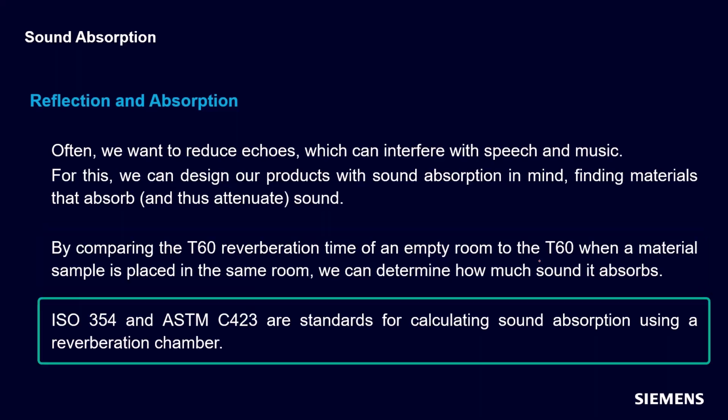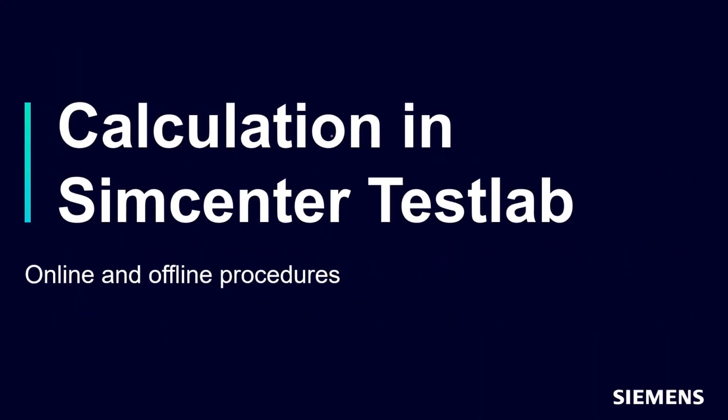There's a number of different standards that specify these types of calculations. I've just spelled two of them out here. So ISO 354 and ASTM C423 are two standards for calculating the sound absorption properties of materials using reverberation rooms. So now we're going to walk through some of the practical considerations for calculating reverberation in Simcenter Testlab.